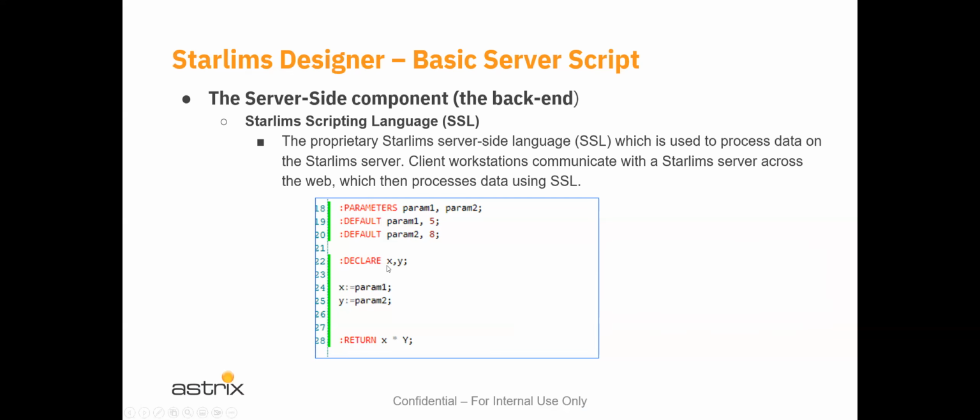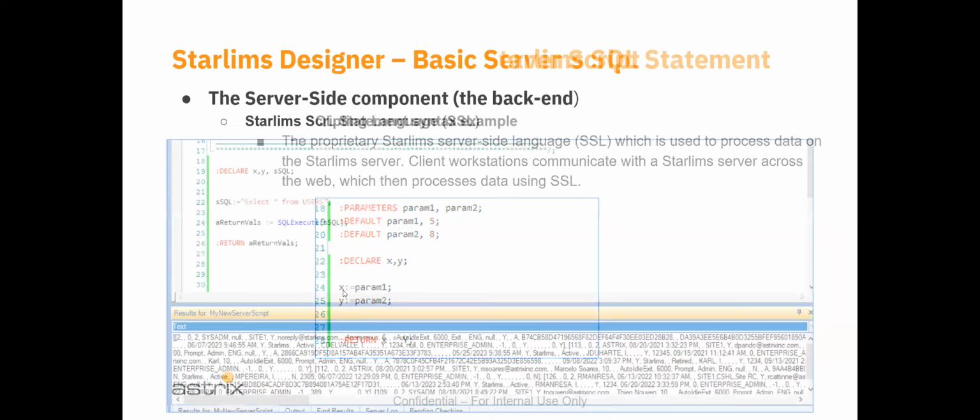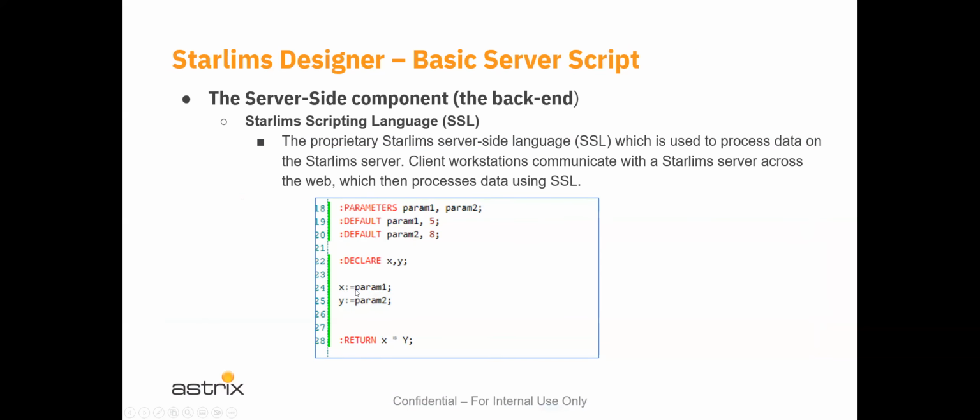We're also going to declare two variables, x and y, and again, we don't have to data type them. Right now, they're just open objects. And based on the assignment, using the colon equals operator here, we're assigning a numeric value of 5 to x because param1 was assigned a default value of 5. So now x equals 5. Y is equal to 8 using the same construct, and the server script will return x times y. You'll get your multiplication product there.